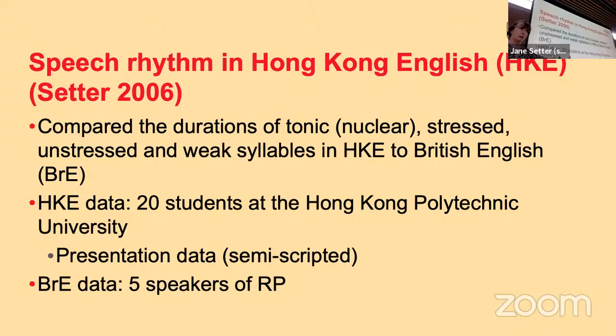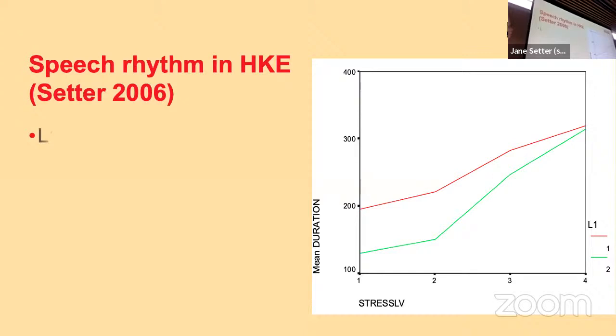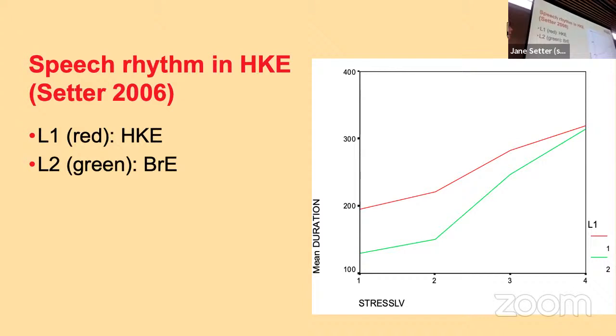So these are my results. The red line here is the Hong Kong English, so that's language one. And language two is the British English in green.